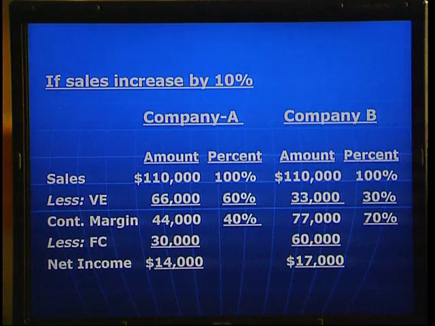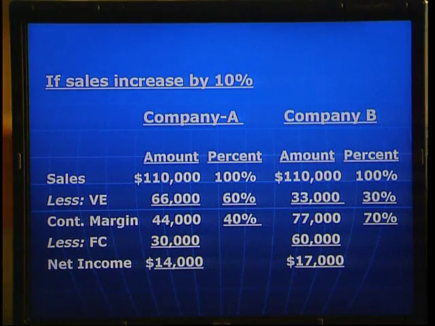What will happen if the sales increases by 10% for both the companies? Look at the new income statement. If sales increase by 10%, what will happen? Total sales amount will be $110,000. Contribution margin is 40% and variable expense is 60% for company A, and for company B contribution margin is 70% and variable expense ratio is 30%.